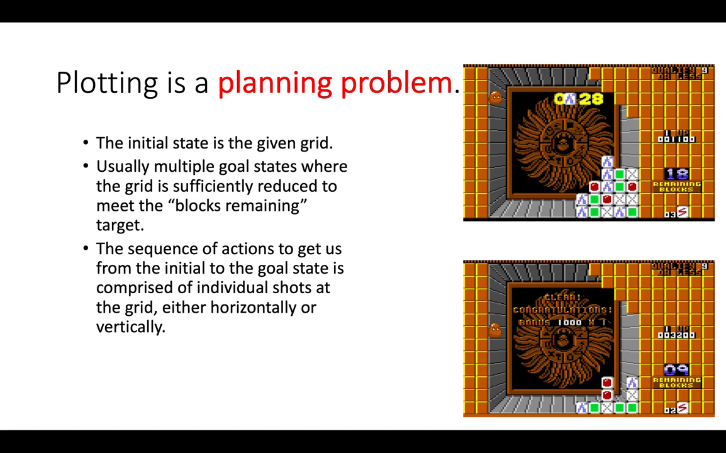In passing, though, we know that this is a planning problem in the AI planning sense. We have an initial state that we're given, which is our initial grid, and we have some goal states that we want to reach. These are not usually unique because all we're saying is that we want a certain number of blocks remaining, but we're not saying exactly what that configuration is. And the sequence of actions to get us from this initial to our goal state is just simply the shots that we have taken.